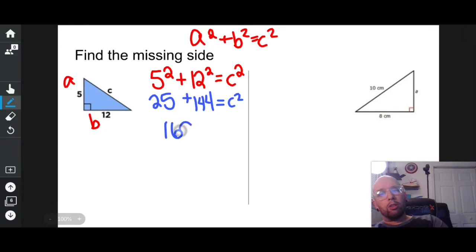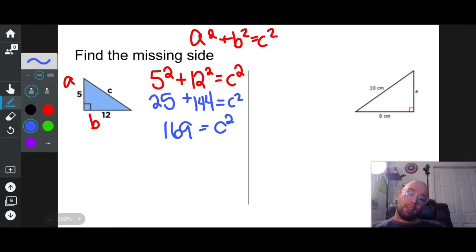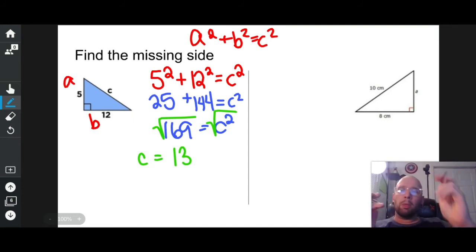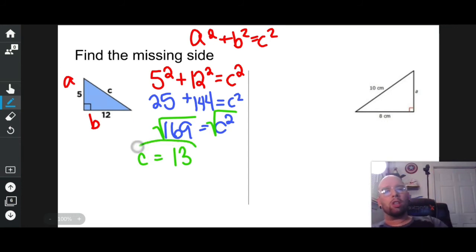So if C squared is 169, am I done? No, I'm not trying to find C squared. I'm trying to find C. That squared's in the way. How do I undo a square? A square root, of course. And the square root of 169 is 13. So C equals 13. Do I have a unit, inches, feet, meters? Nope. So C is just 13.